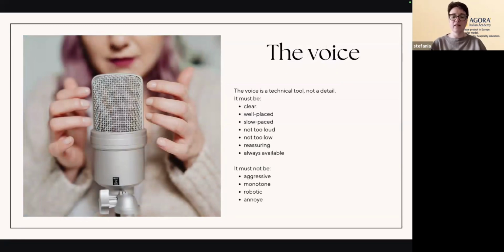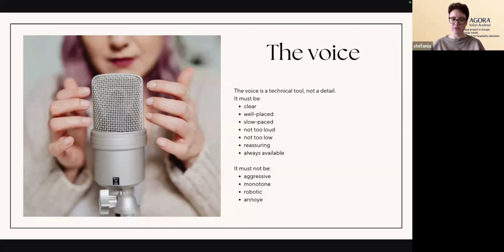The voice. The voice is not a detail. It must be clear. Think about it: now I try to speak well placed, slow paced, not too loud. It's different if I speak to you clearly and slowly. The voice is a technical tool, not a detail. So I want you to take in this concept. The voice is also very important. How you speak: clearly, slow but not too slow, not too fast and not too loud.